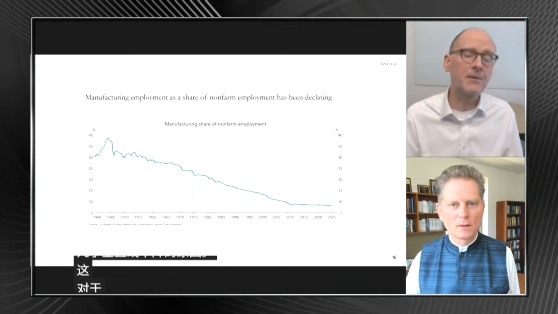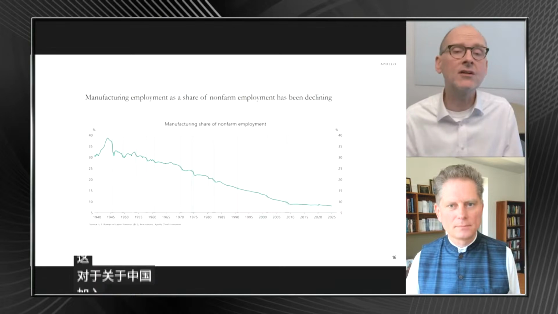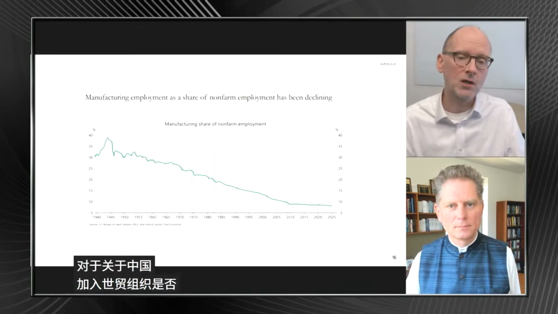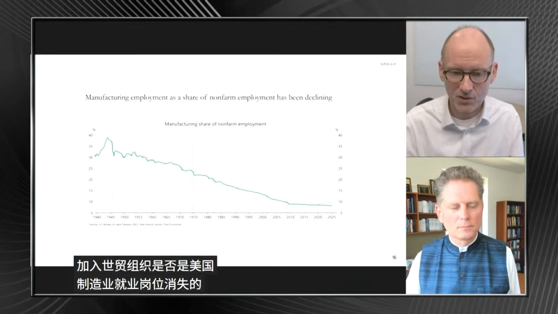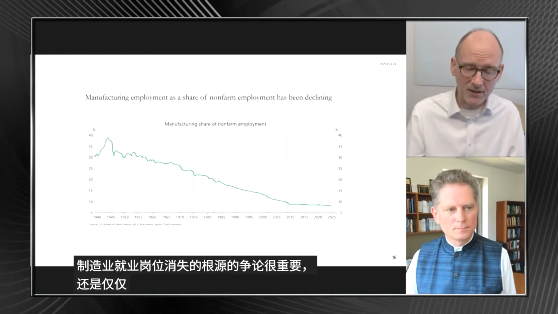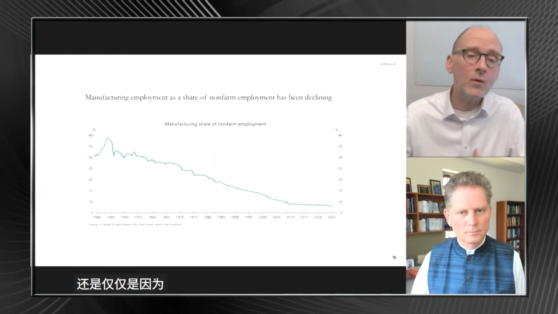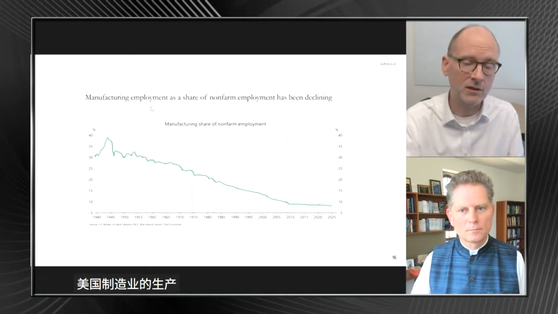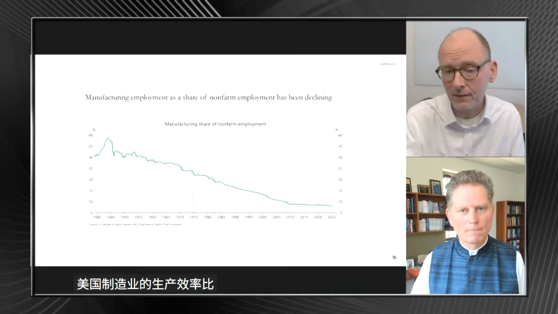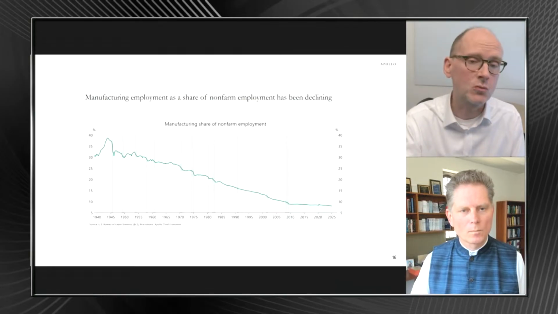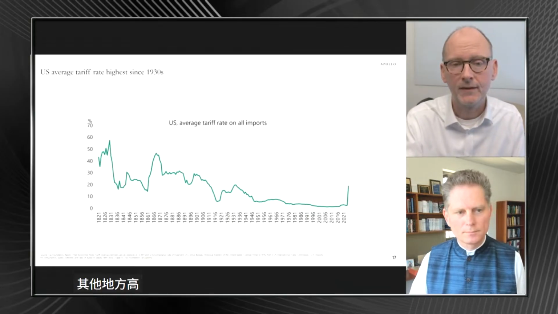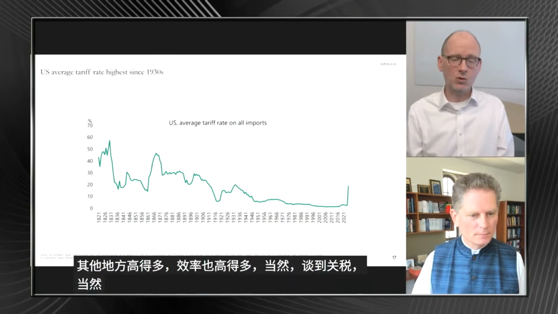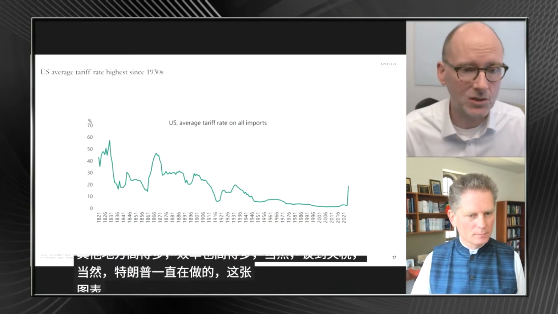So this is important for the debate around whether it was China entering the WTO that is the source of why manufacturing jobs have disappeared in the US, or whether it is a combination not only of that, but also of productivity in manufacturing in the US being so much better and so much more efficient relative to what you see elsewhere. And turning to the tariffs, and of course what Trump has been doing, this chart shows you the average tariff rate on all imports.